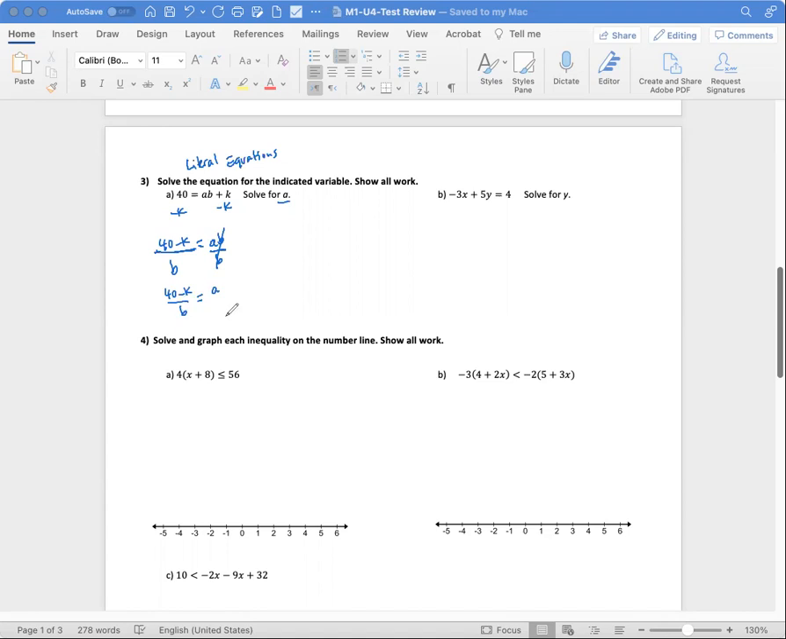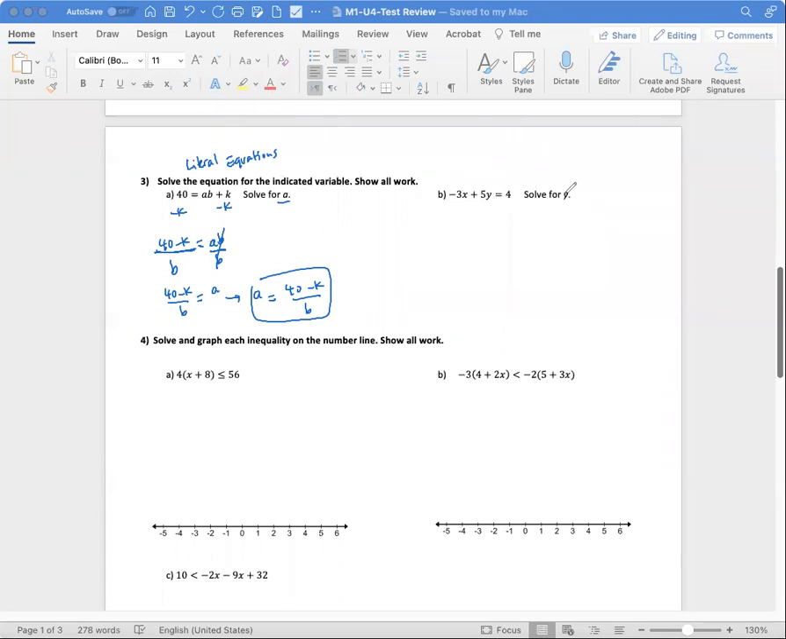Or you can switch the items. You can write A on the left, 40 minus K all over B. That's the same thing, okay? It's kind of like saying if x equals 2, or if 2 equals x, that means x is equal to 2, right? By the commutative property of equality. Now, this is not the case for inequalities. With inequalities, you cannot just swap. If you swap, you have to switch the inequality sign. But for equations, you swap and you should be fine.